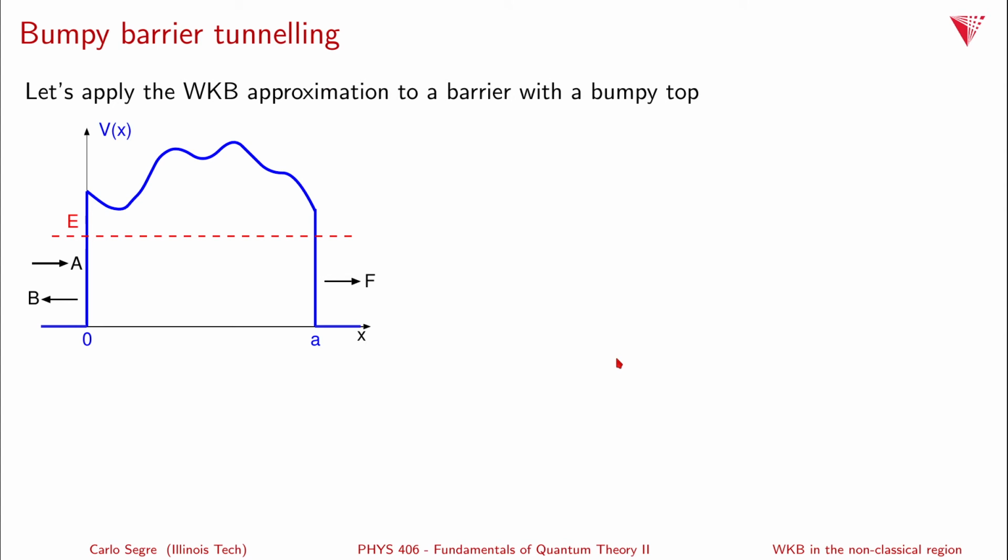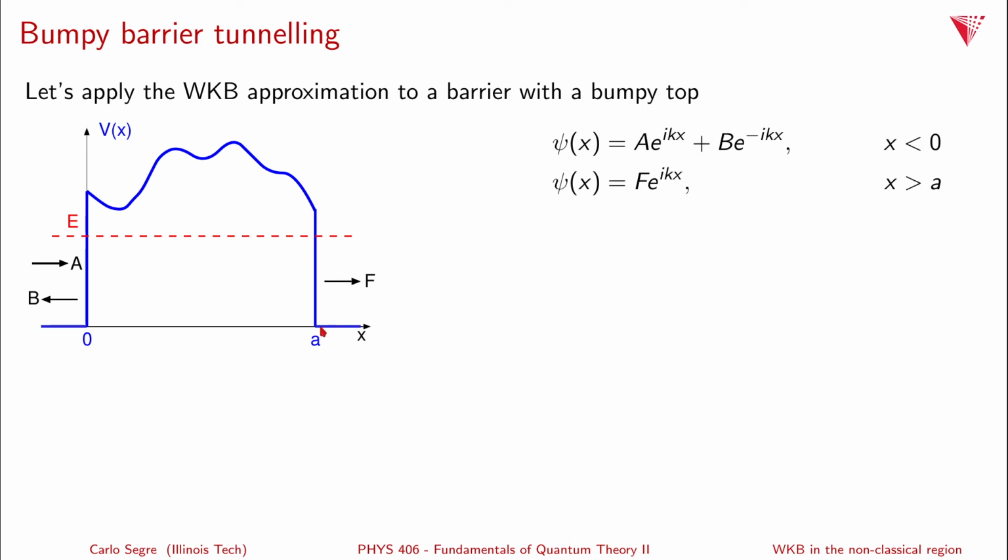So let's apply the WKB approximation to a barrier with a bumpy top. And now we'll see how this is actually used. So we have, for the region x less than 0, a free particle. Potential is 0. So we can write psi of x is A e to the ikx plus B e to the minus ikx. Totally free particle, incident wave, reflected wave.